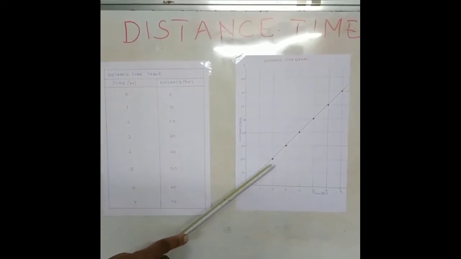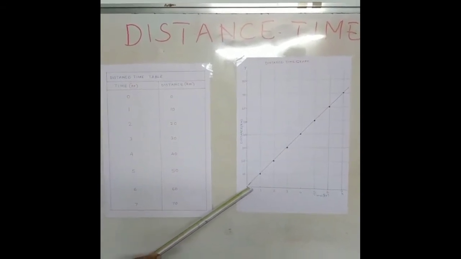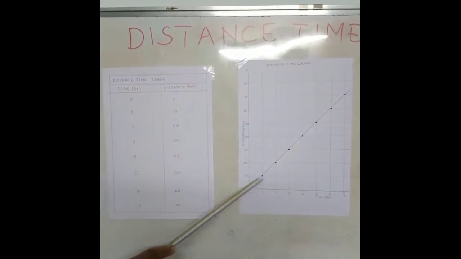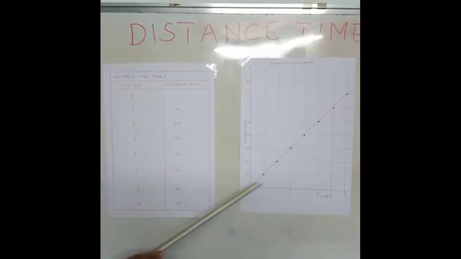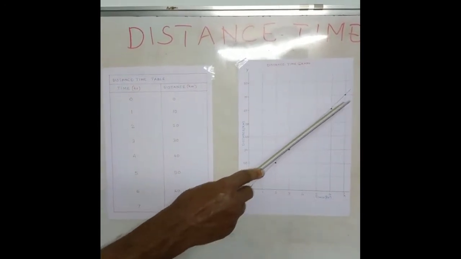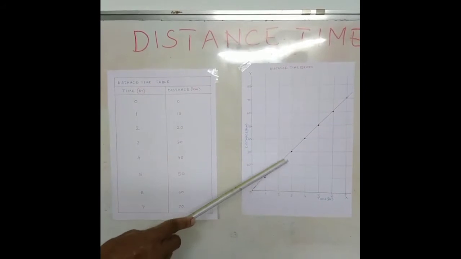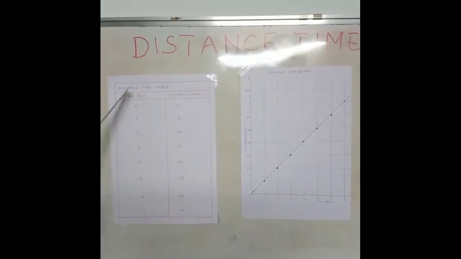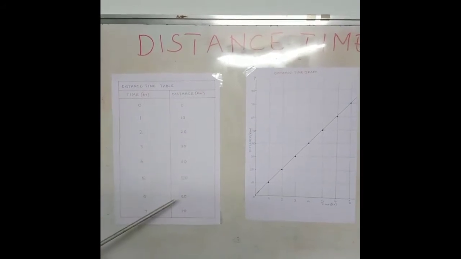So this graph, a straight line, passing through the origin of the graph. This 0, 0 mark is called the origin of the graph. So this line is passing through the origin of the graph. So this straight line passing through the origin is representing the motion of an object with uniform speed.